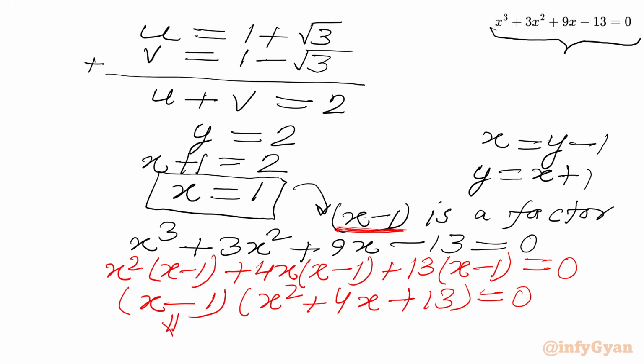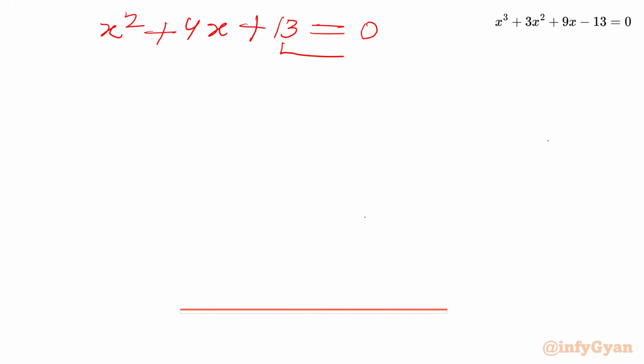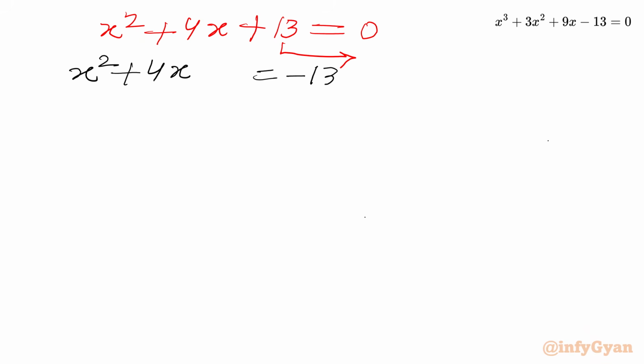From here, we have already one root, it is x equal to 1. Now we have to solve this equation to get the remaining two roots. So I will write x square plus 4x plus 13 equal to 0. Now I will take this plus 13 to the right hand side so that we can use the completing the square method. X square plus 4x will be equal to minus 13. Now we will add 4 to both sides. Left hand side will give us x plus 2 whole square. Right hand side will become minus 9.